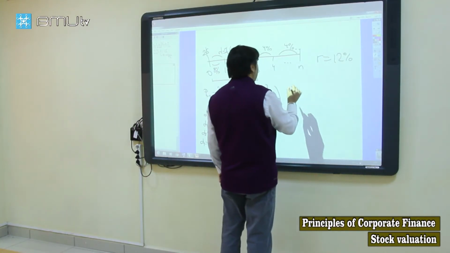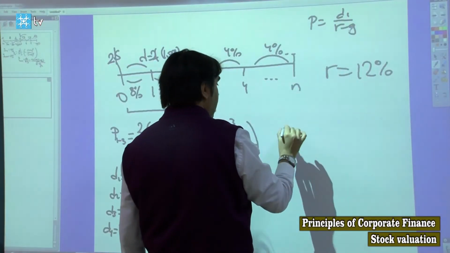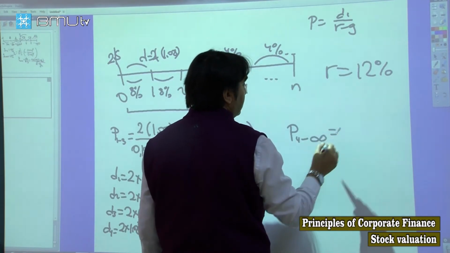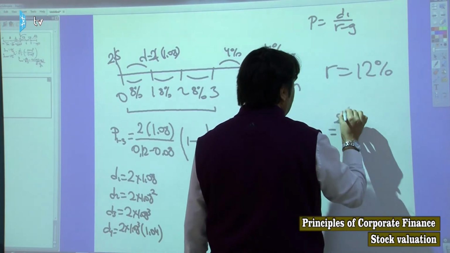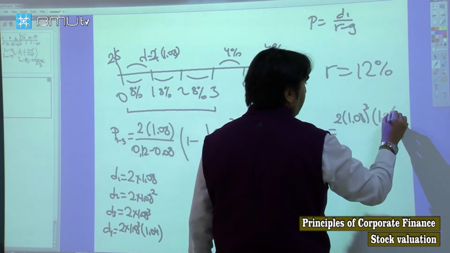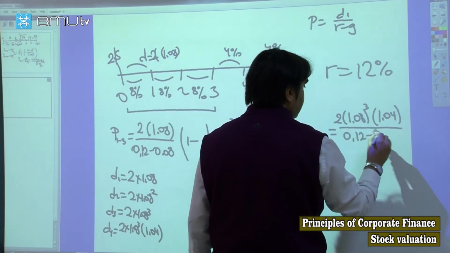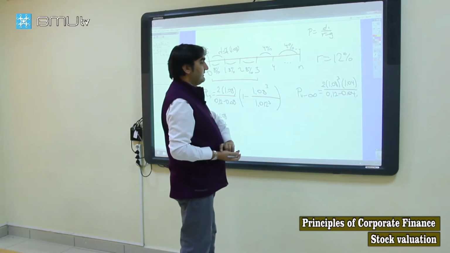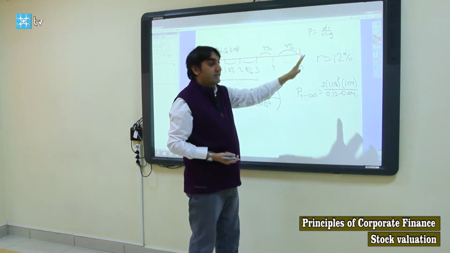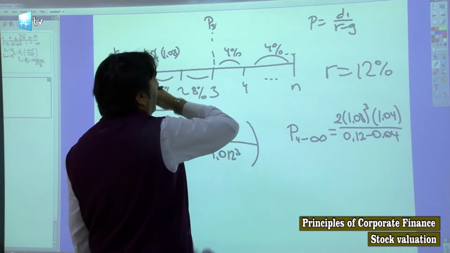So present value of this growing perpetuity, we know present value is dividend 1 divided by R minus G. Here present value 4 to infinity equals to dividend 1, that's 2 times 1.08 power of 3 times 1.04 divide by R minus G. This is 0.12 minus 0.04, that's 4%. So what we find here, this is present value of this amount growing at 4% forever. We find present value here in third year, it comes to here, it becomes P3.